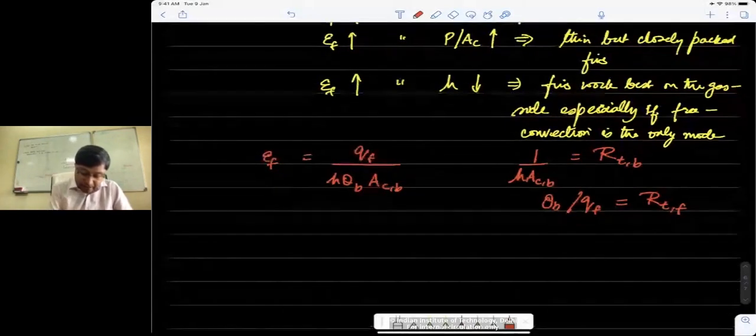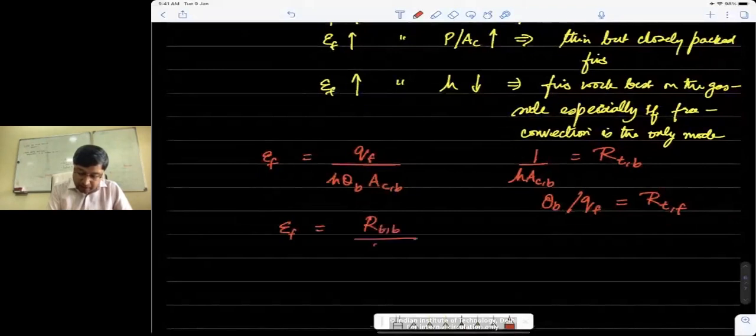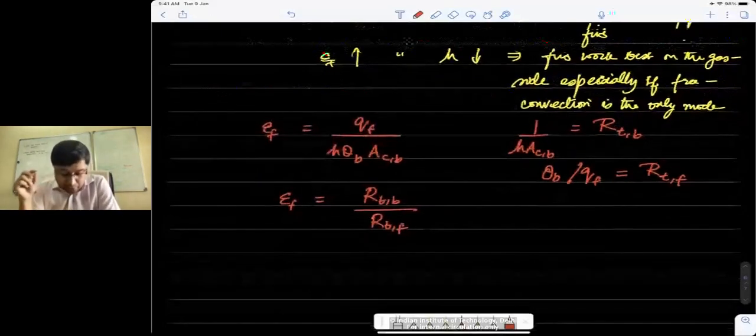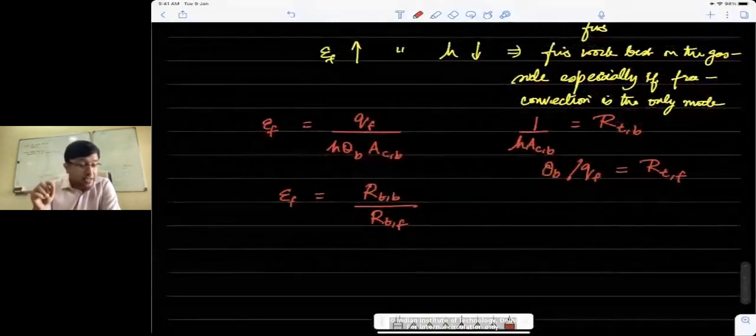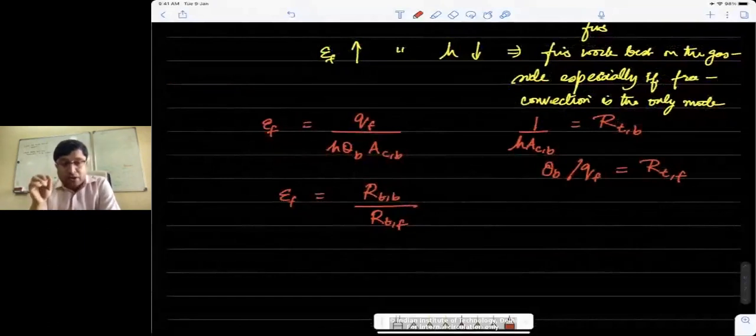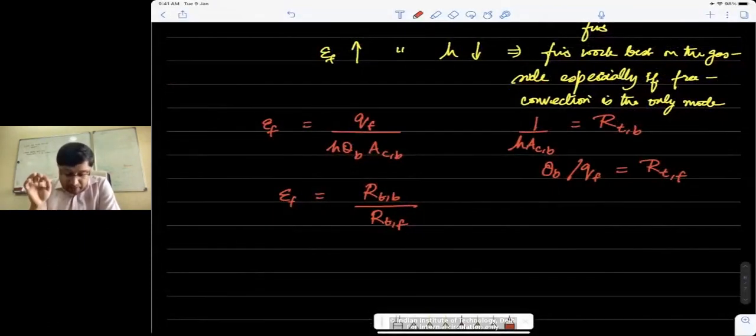So I can say that the effectiveness becomes a ratio of R_tb and R_tf. So the effectiveness is a ratio of the resistance to heat transfer from the base, that is convection, by the way. R_tb is only because of convection, and R_tf is the resistance to heat transfer because of combined conduction and convection. It is not just one, because the fin is actually taking away heat both in the form of conduction and then it convects. So it is a combined resistance.